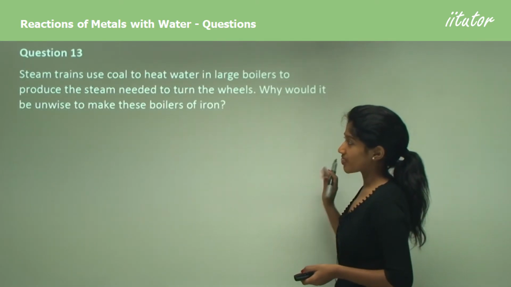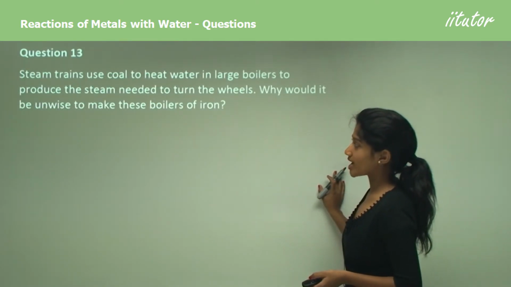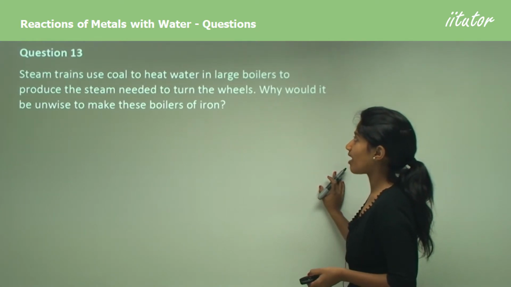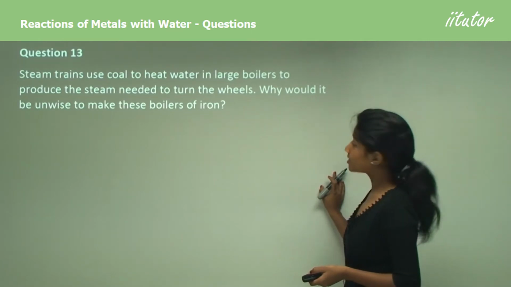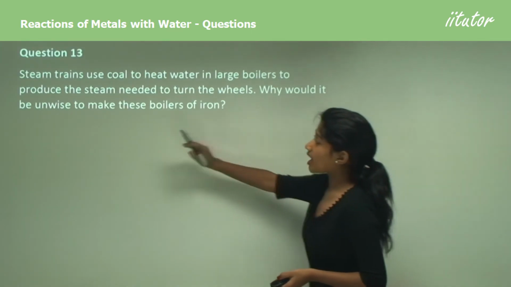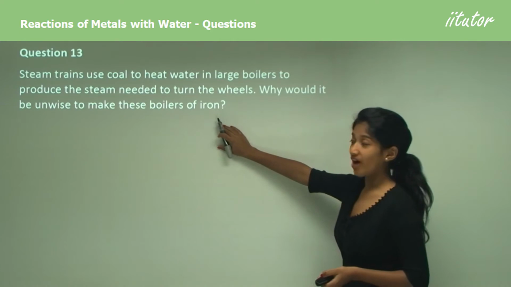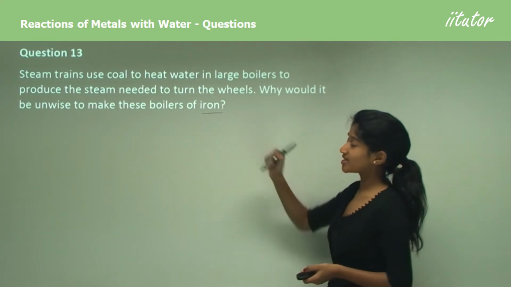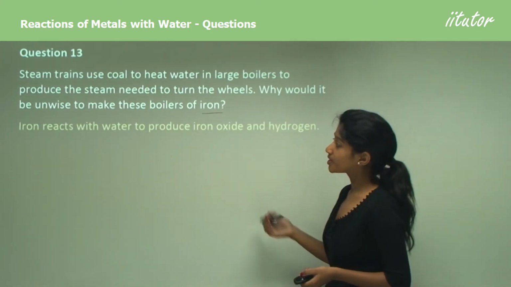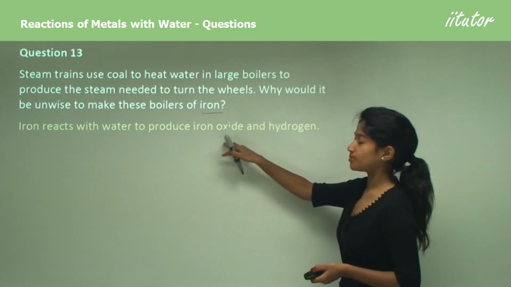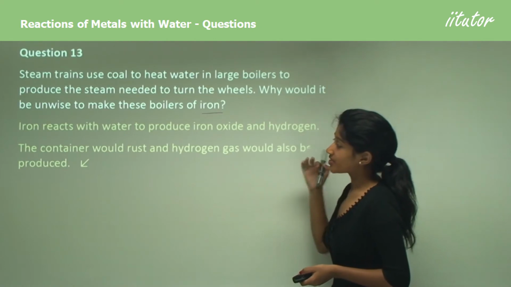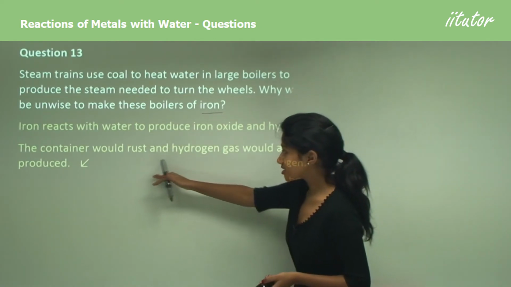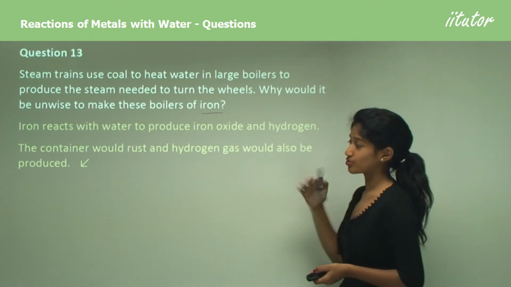Now moving to question 13, it says steam trains use coal to heat water in large boilers to produce the steam needed to turn the wheels. Why would it be unwise to make these boilers of iron? Now why is it unwise? Because iron reacts with the water to produce iron oxide and hydrogen gas. The container would then rust and hydrogen gas would also be produced.